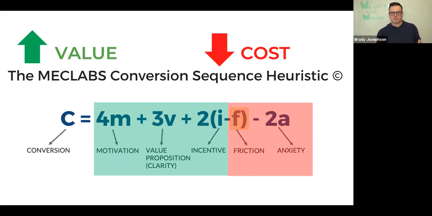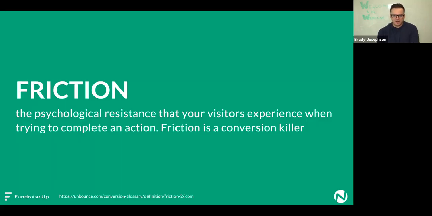That's a general framework that we use to think about donations. But today we're just focusing very much on friction. A definition you can use is the psychological resistance, often actually in the mind of a donor, that your visitors experience when trying to complete an action. Friction is a conversion killer.